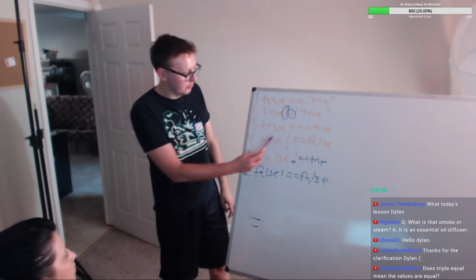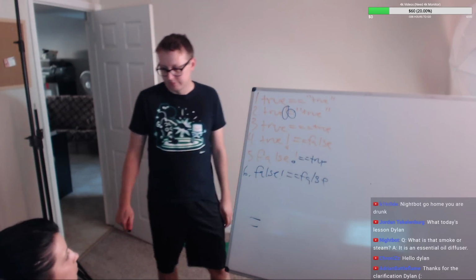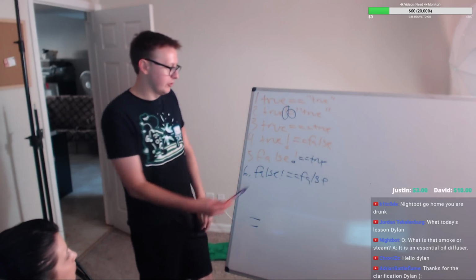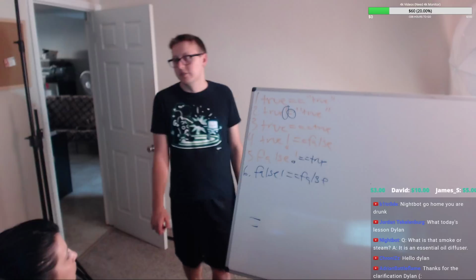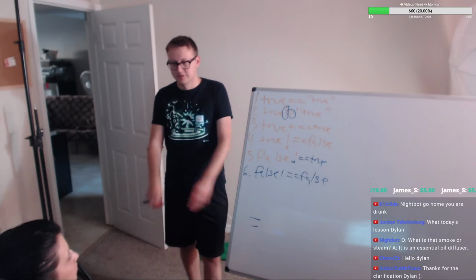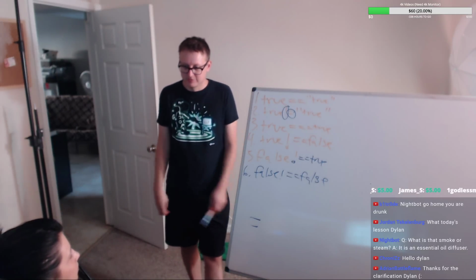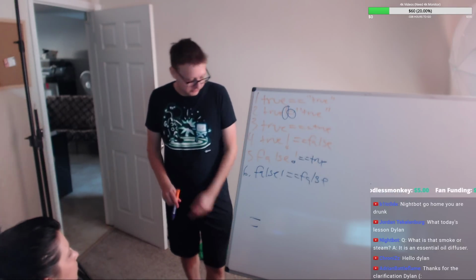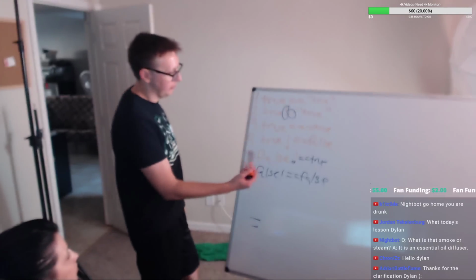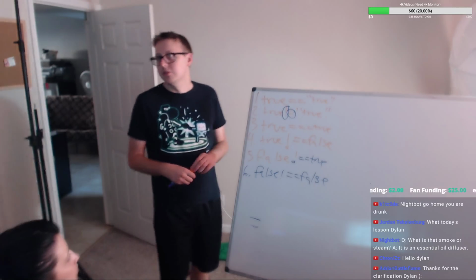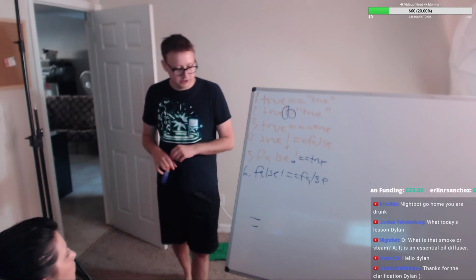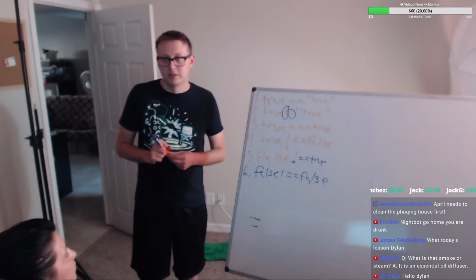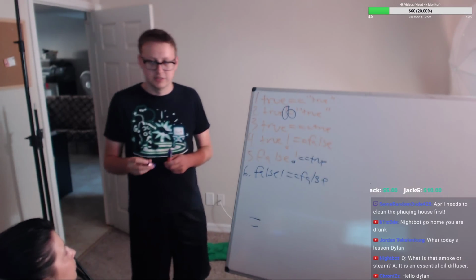So is true triple equals to true? True. Good. Now is true not equals to false? True. Why is it true? Because it's not equal to false. Good. And is false not equals to true? True. Good. And finally, is false not equals to false? False. Good.